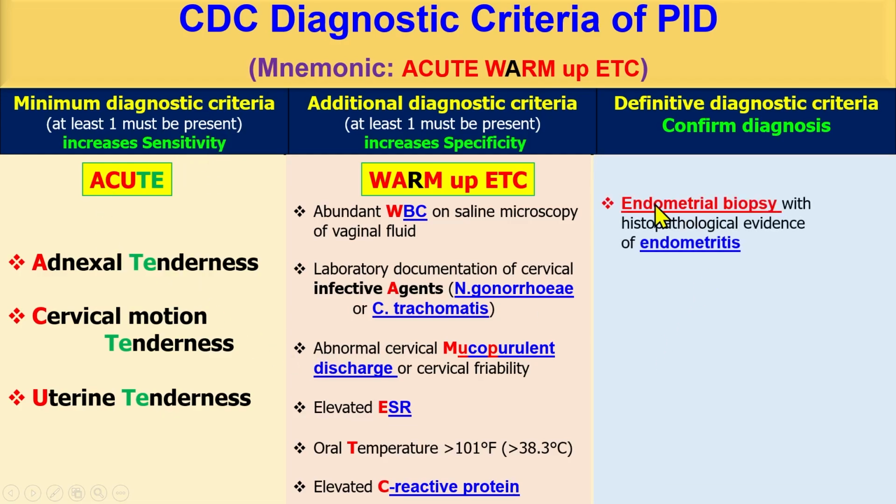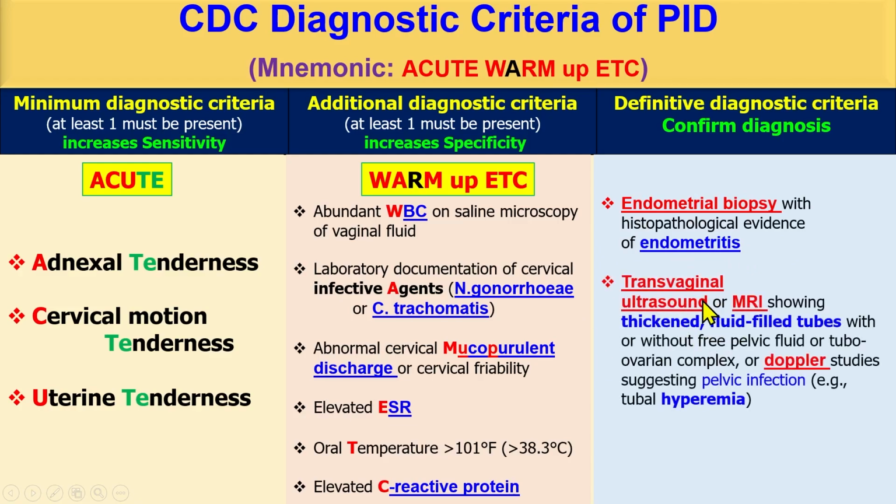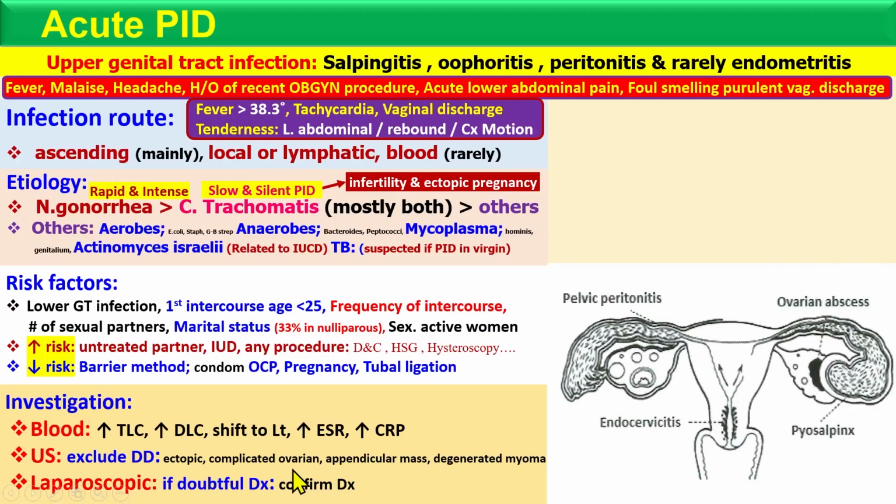So how can you confirm? By looking at the biopsy to rule out endometriosis, and going for transvaginal ultrasound or MRI, which show thick fluid-filled tubes, with or without free pelvic fluid, or a tubo-ovarian complex, or Doppler study which shows tubal hyperemia. And in laparoscopy you see findings consistent with PID. So "acute, warm up, etc." and these are the biopsy, ultrasound, and laparoscopy. So these are the investigations.